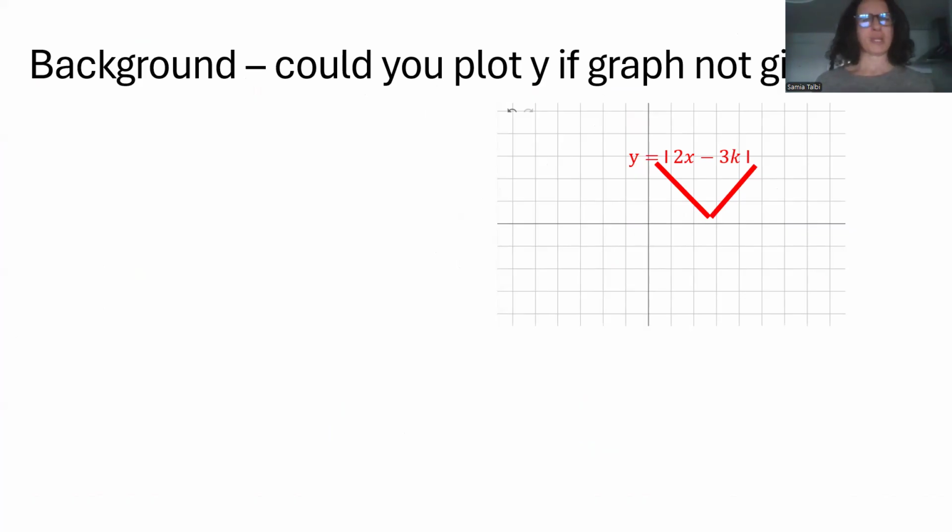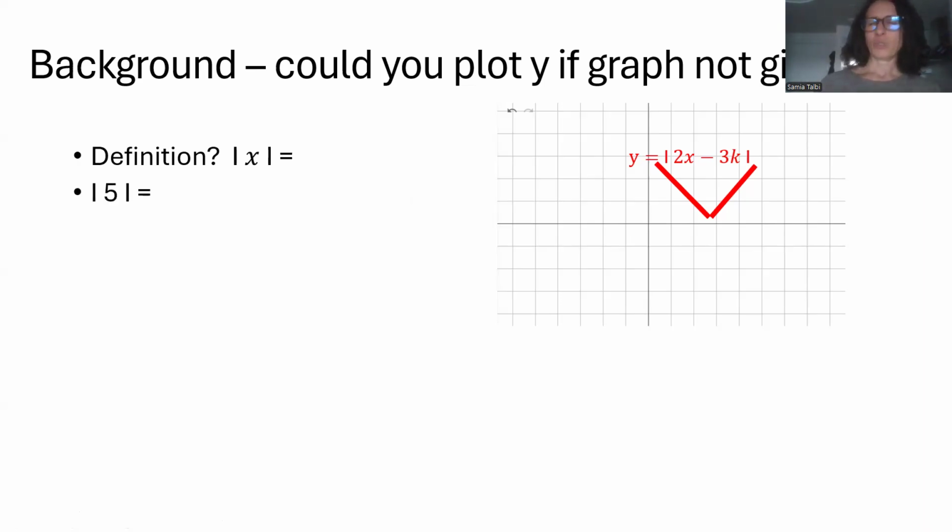So the question is, could we plot the modulus of 2x minus 3k in some way? This will require us to go back to the definition. So I'd be asking you, what is the modulus of x? What's the modulus of 5 and what's the modulus of minus 5? Well, the answer is 5 and 5, meaning you always return a positive answer.